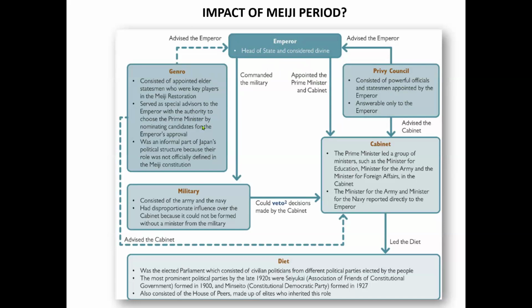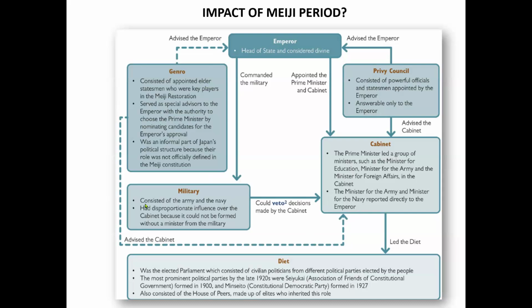Again, they are special advisors with the authority to choose the prime minister. And it was an informal part of the Japanese political structure. So they were elders, very important people, and they were also the ones that advised both the emperor as well as the cabinet.